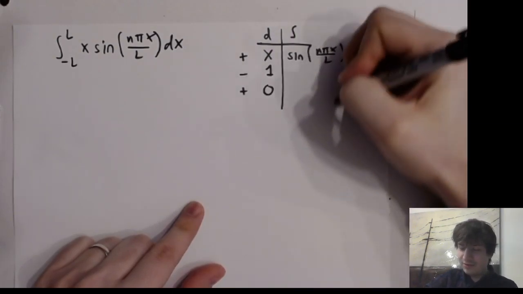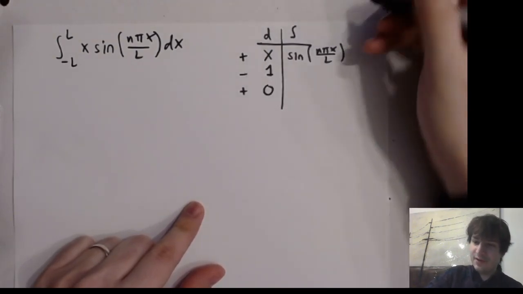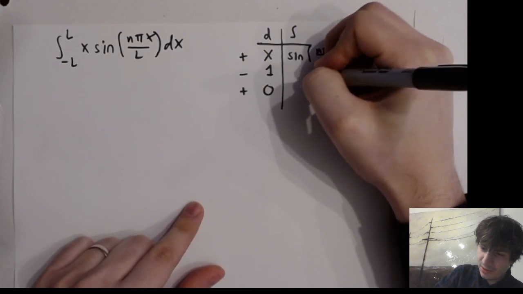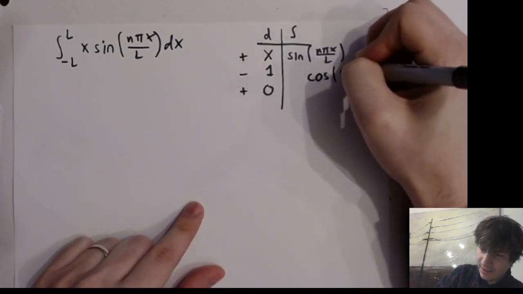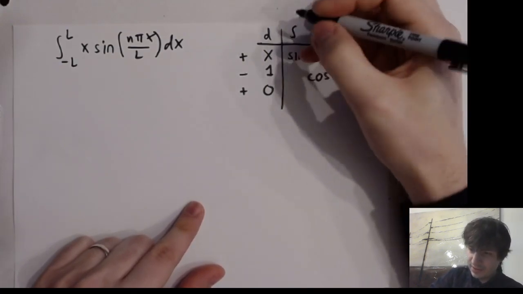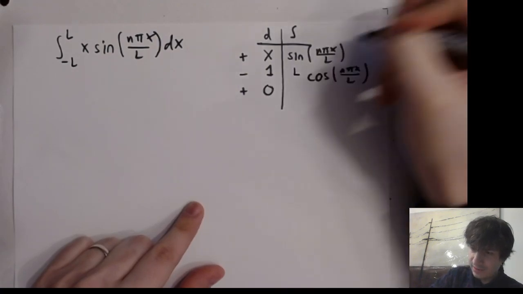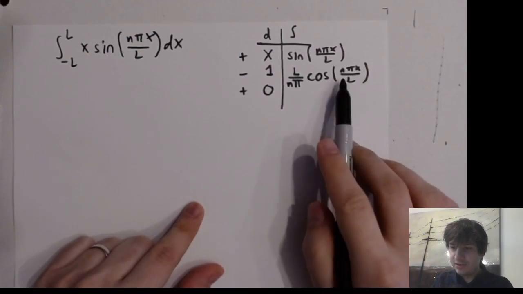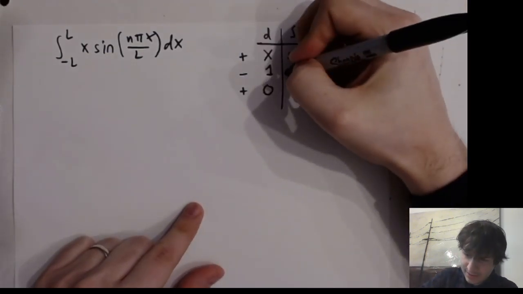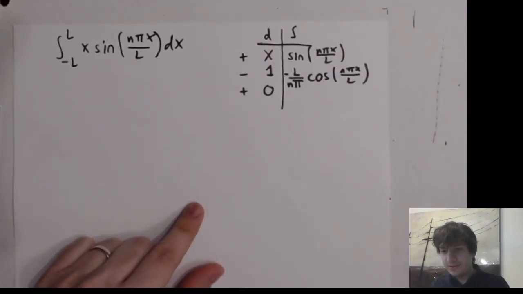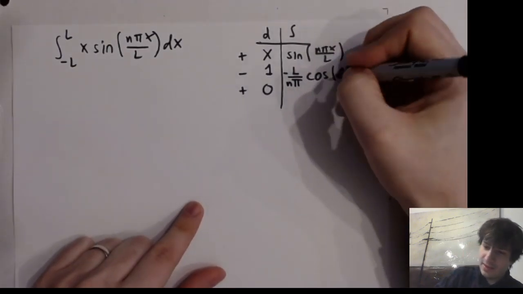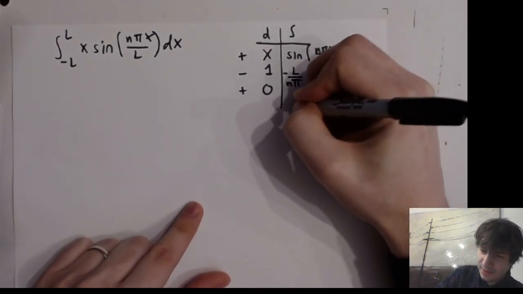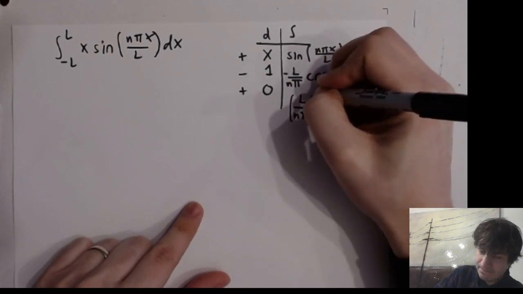And I'm doing the integrals of this column. So the integral of sine of n pi x over L is cosine of n pi x over L, times L over n pi, so that when you do the derivative, that comes out. And then there's also a minus sign, because the derivative of cosine is minus sine. Okay, good. And then you do the integral of that one more time. Get an L over n pi squared.